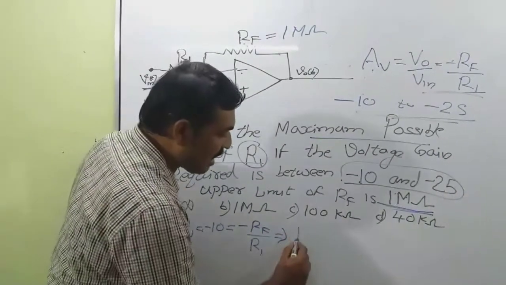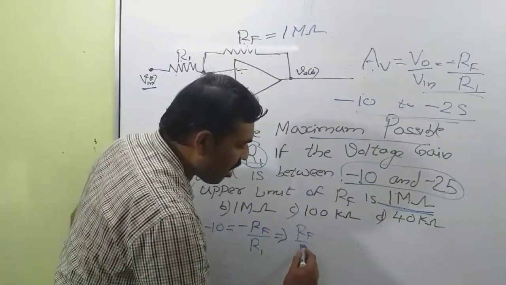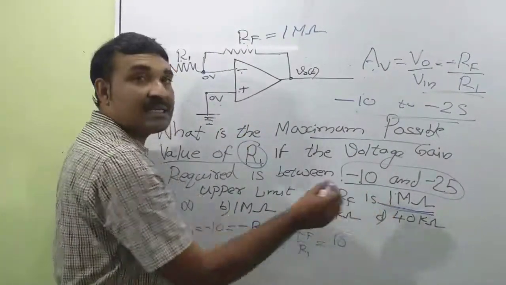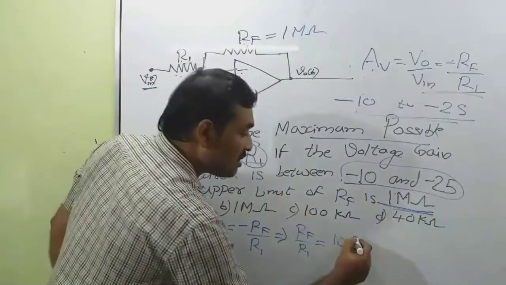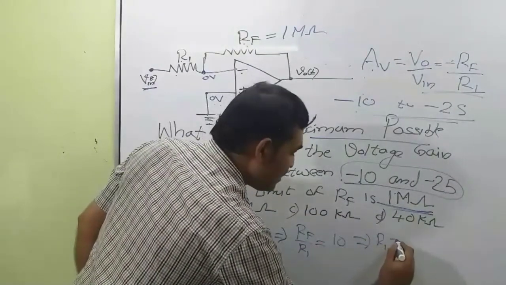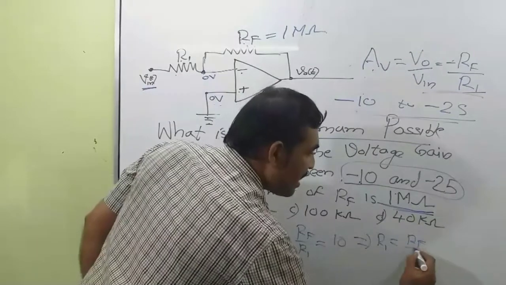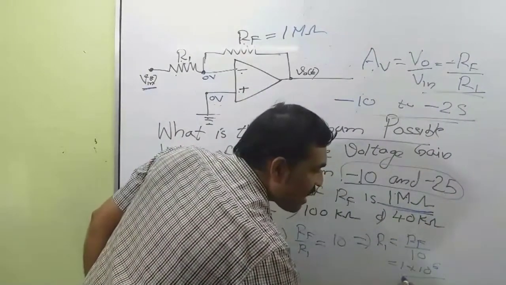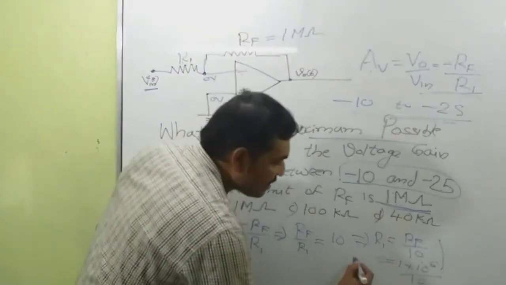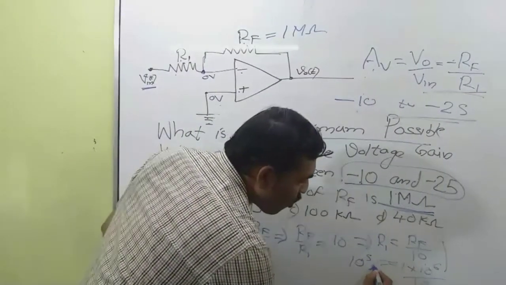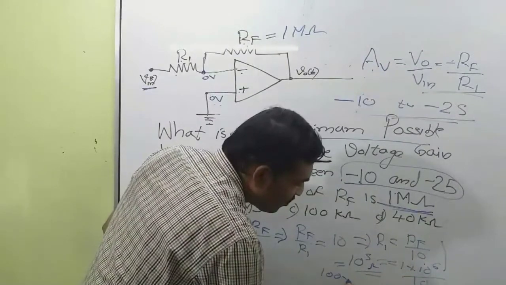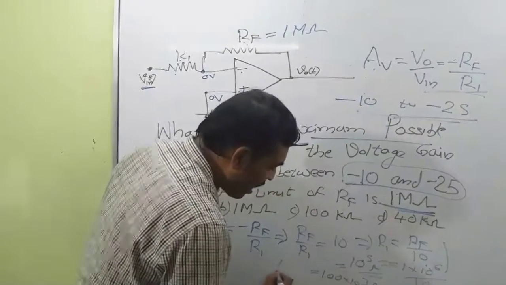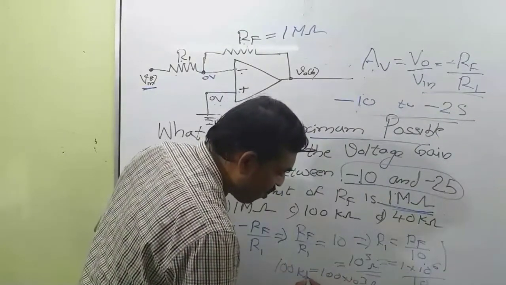This implies RF by R1 is equal to 10. So the maximum value of RF is given as 1 mega ohm. So this implies R1 is equal to RF divided by 10. RF is 1 into 10 raised to 6, divided by 10. 10 raised to 6 by 10 is equal to 10 raised to 5 ohm. 10 raised to 5 means 100 into 10 raised to 3 ohm, or this is equal to 100 kilo ohm.